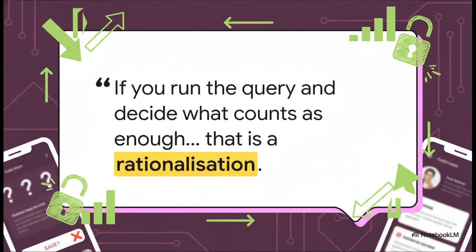Because listen to this quote from the sources. If you run the query and then decide what counts as enough, you will find a way to be satisfied by whatever you got. That is not a gate, it is a rationalization. This is such a dangerous trap for product managers. If you peek at the numbers first, human nature will totally convince you that whatever you found is fine. You're basically grading your own homework, and that leads right back to content bankruptcy.